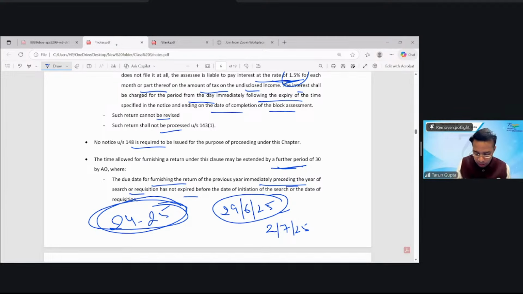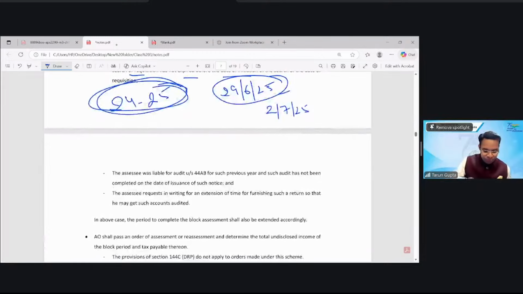It has not expired. Before the date of initiation of search, the assessee was liable for audit for such previous year, and such audit has not been completed on the date of issuance of such notice. And the assessee requests in writing for an extension of time for furnishing such return so that he may get such accounts audited. In such a case, the AO may give another 30 days. But if the AO gives another 30 days, then the period for completing the assessment which the AO has shall also be extended accordingly. In the above case, the period to complete block assessment shall also be extended accordingly. Okay.